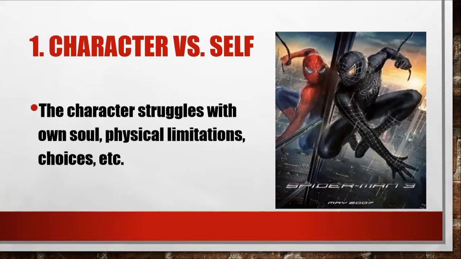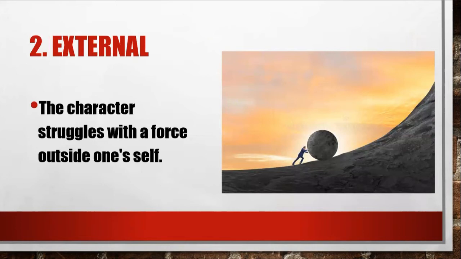First is character versus self. The character struggles with own soul, physical limitations, and choices. The character may have a fear inside him, or there may be different factors that hinder him to pursue in the story. Next is external conflict. The character struggles with a force outside oneself. Now, in this conflict, there are different forces that hinder the character to continue or do his job in the story.